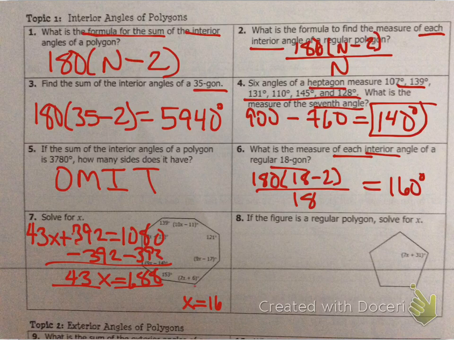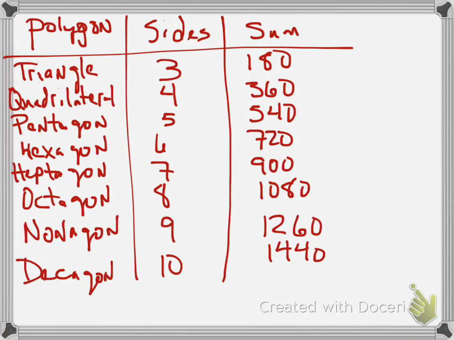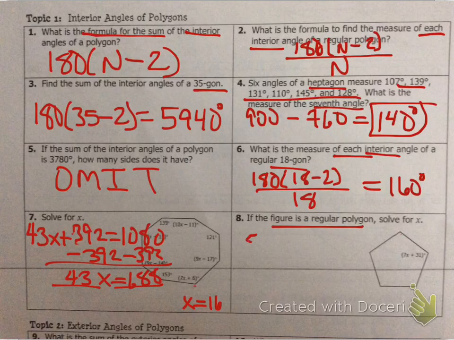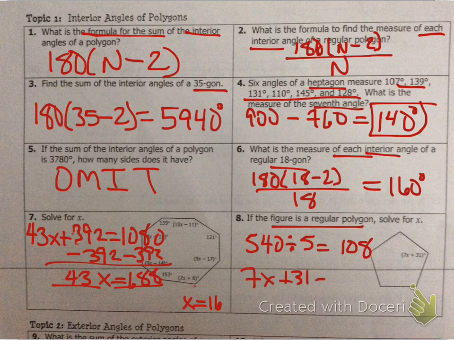Alright, if it's a regular polygon, regular polygon means the angles are all the same. So if this is 5 sides, and the sum of a 5-sided figure is 540, then I can say 540 divided by 5, which would give me 108, and then that would equal 7x plus 31. Apparently I forgot how to read. So then you would subtract and then divide, and when you do that, you should get x equals 11. So there you go for that.